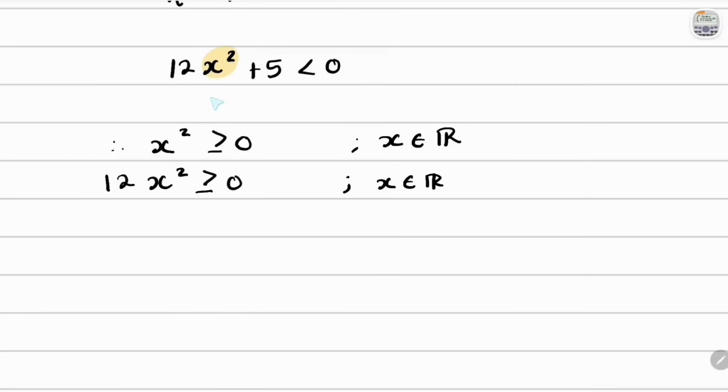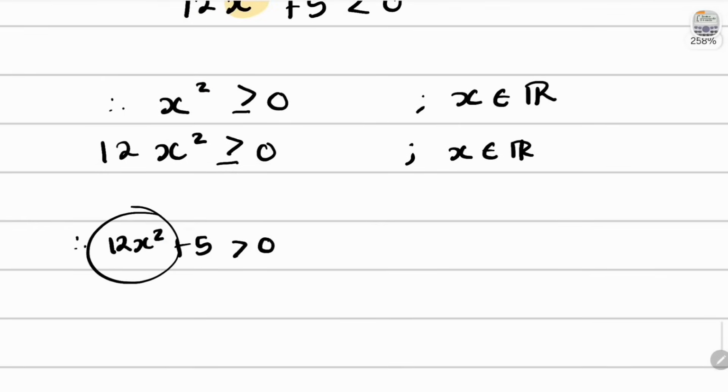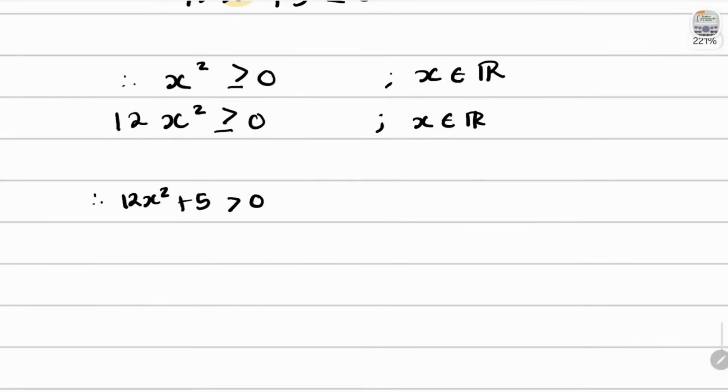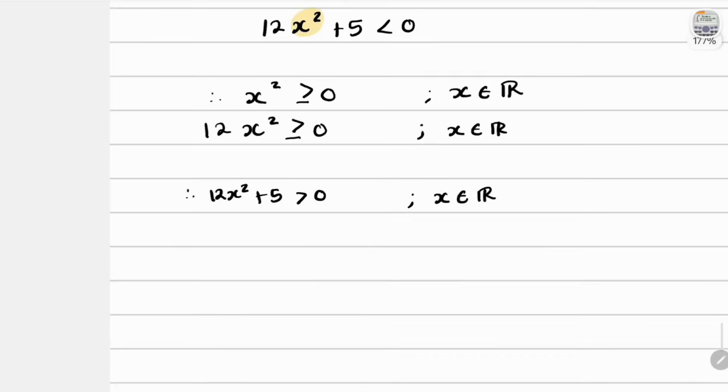Now this expression then adds a 5 to this. So that means that 12x squared plus 5, because this part will always be greater than or equal to 0, this plus 5 will always be greater than 0. Not necessarily equal to 0 because this part can be equal to 0. But then when you add 5, it's of course going to be greater than 0. So this is greater than 0 for all real values of x. We can see how that works out.